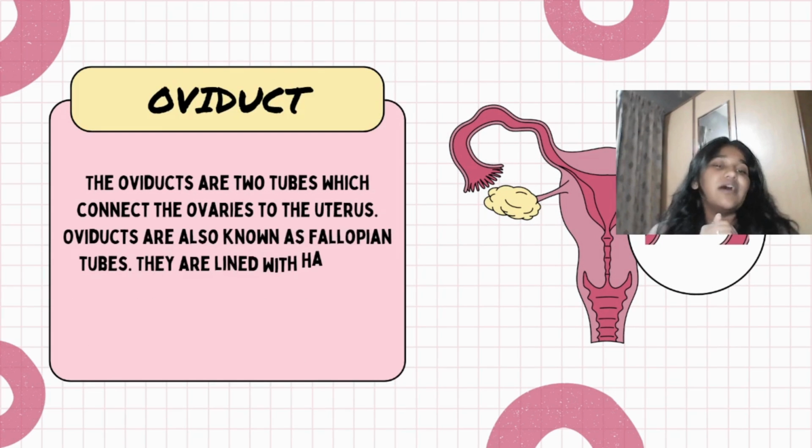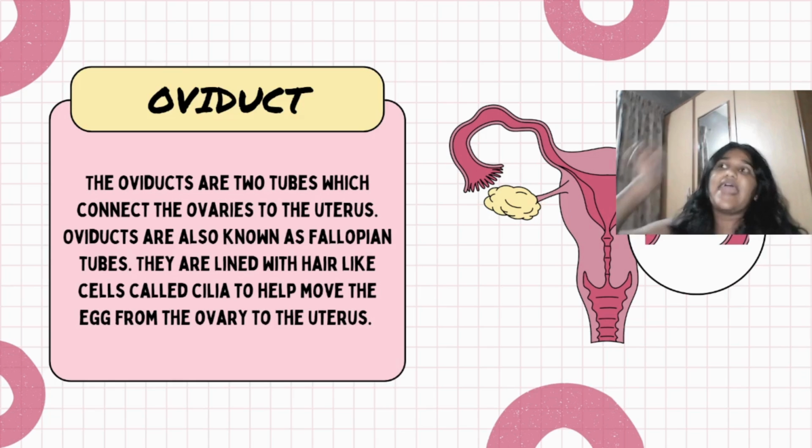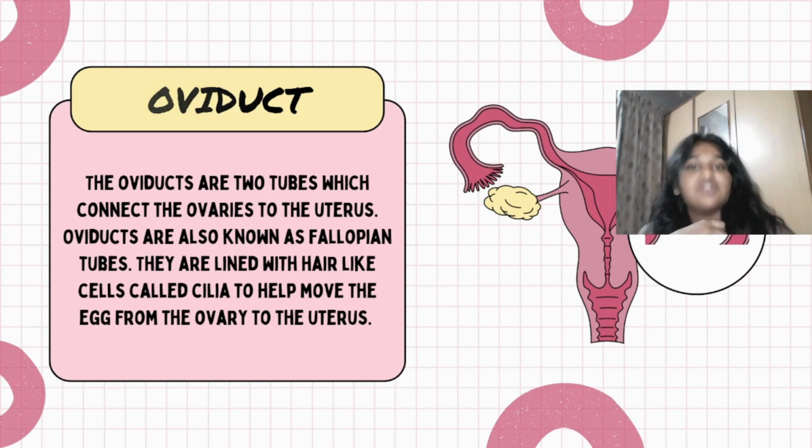What about the oviduct? So you can see a small tube-like structure which is highlighted. That's an oviduct. Oviducts are two tubes which connect the ovary to the uterus. The oviduct is also known as a fallopian tube. They are lined with hair-like cells called cilia to move the egg from the ovary to the uterus.